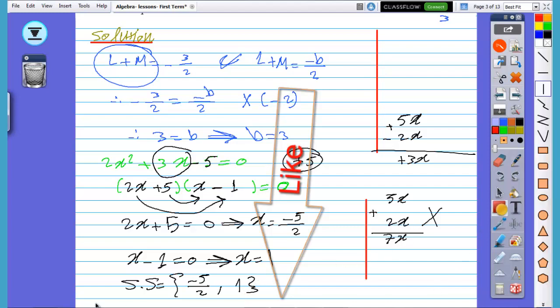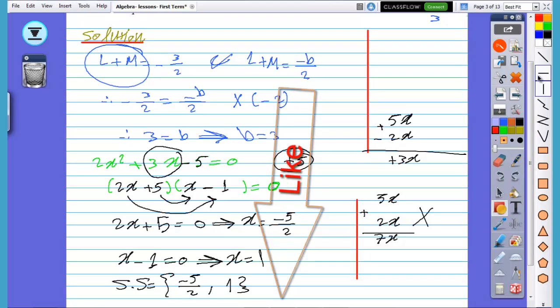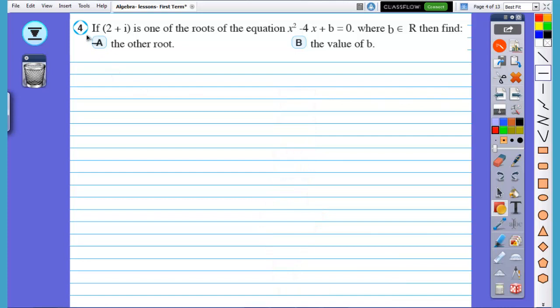Now back again to question number 4. Here, if 2 plus i is one of the two roots of the equation x squared minus 4x plus b equals 0. Here we have a complex number 2 plus i. 2 plus i is one of the two roots.